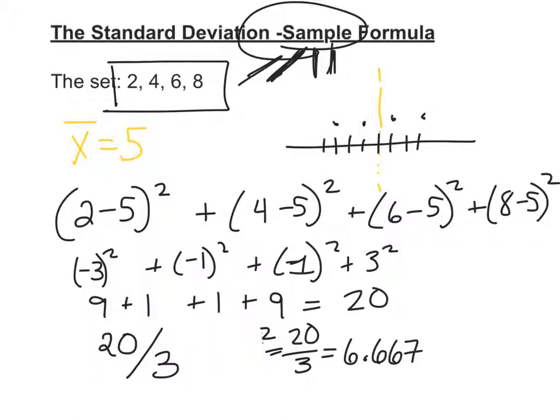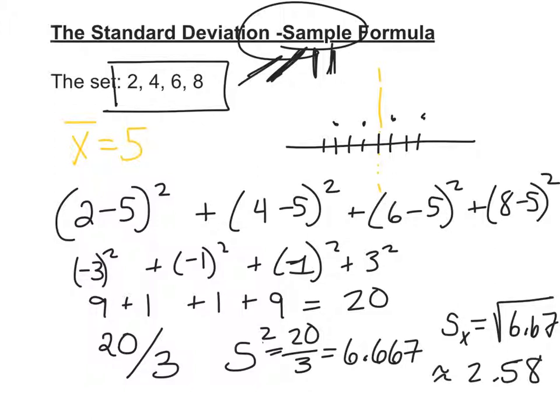And then our sample standard deviation. This is sample variance, so we don't use sigma. We use s squared for sample. Therefore, for our standard deviation, we use s. Sometimes books will call it sx. The standard deviation is going to be the square root of 6.67, which is approximately 2.58. Right? So this is the sample standard deviation.